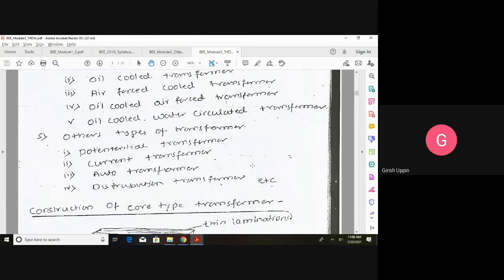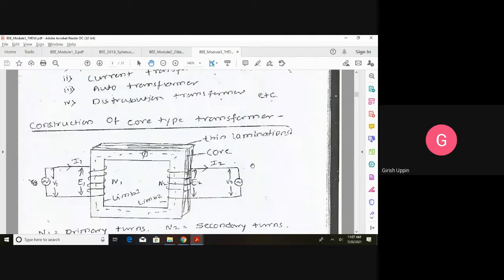Then we have the auto transformer. You must have seen the auto transformer in the lab, right? For every experiment, first you take the connection. First you will connect the auto transformer, and from the auto transformer you will make the further connections. And similarly, we have the distribution transformer and the isolation transformer. So there are various types of transformers available based on different categories of classification.